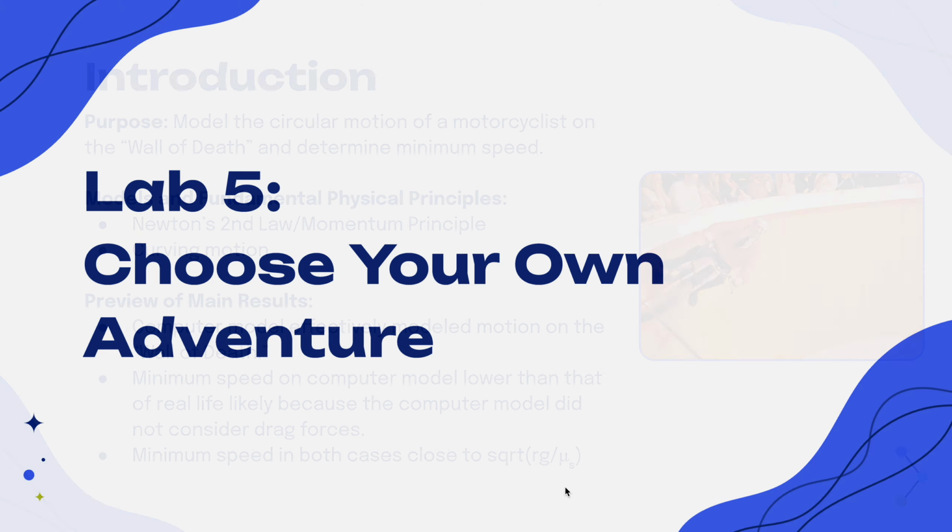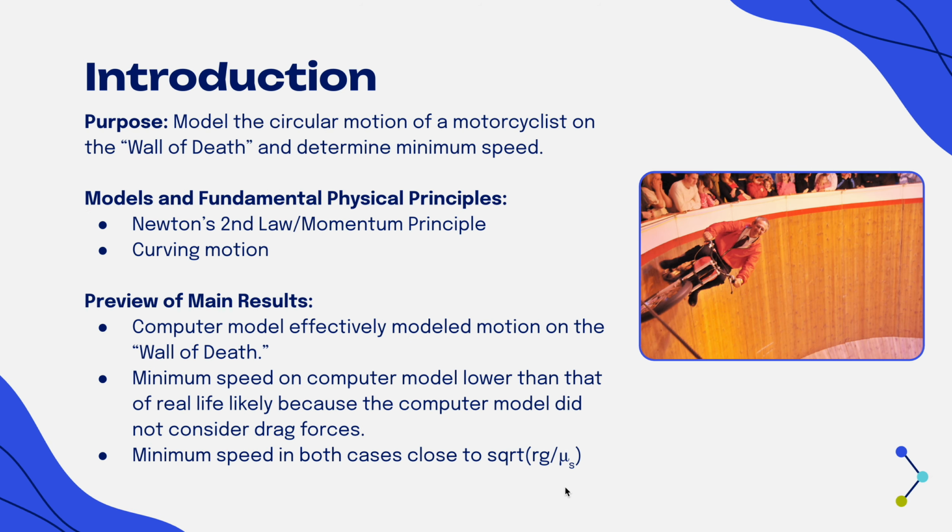Lab 5, Choose Your Own Adventure. For this, I chose to look at the wall of death, which is when someone rides a motorcycle on a vertical wall going in circles, and the only thing keeping them up is essentially the force of static friction, and they need to maintain a minimum speed.